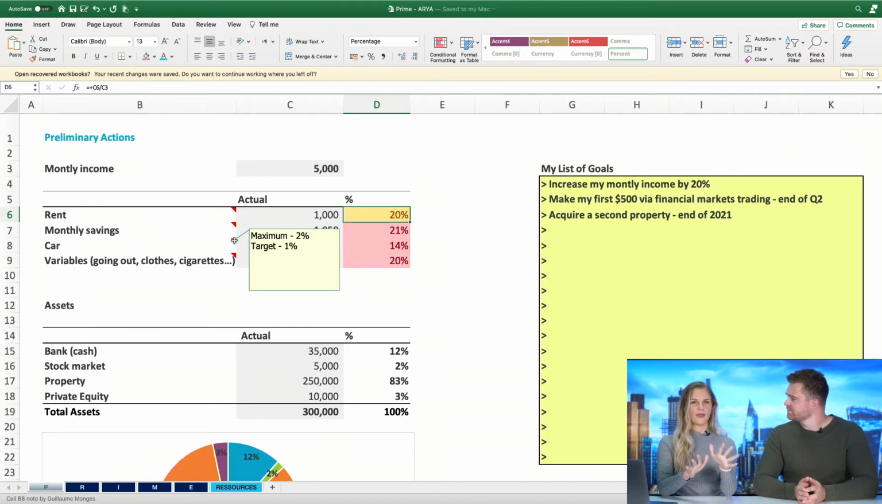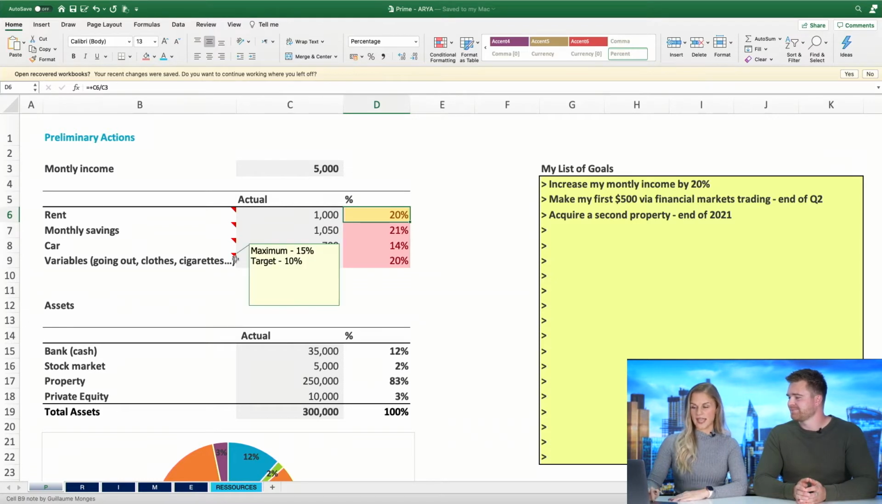Let's keep going before we come on to the next tab. Yes. So variables, again, we have a maximum of 15 and a target of 10. We're not hitting it, we're at 20%. We need to think about the actions we can take here to reduce our expenses and hit our target.